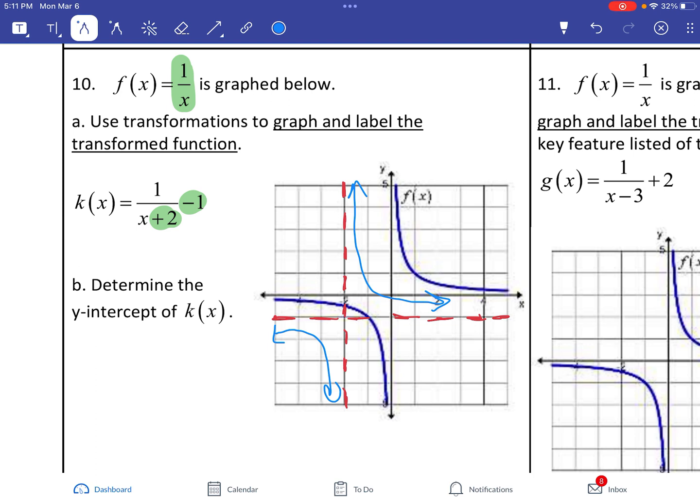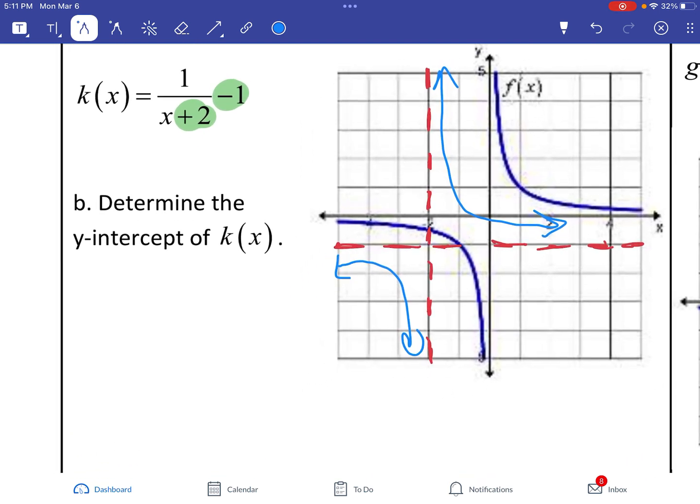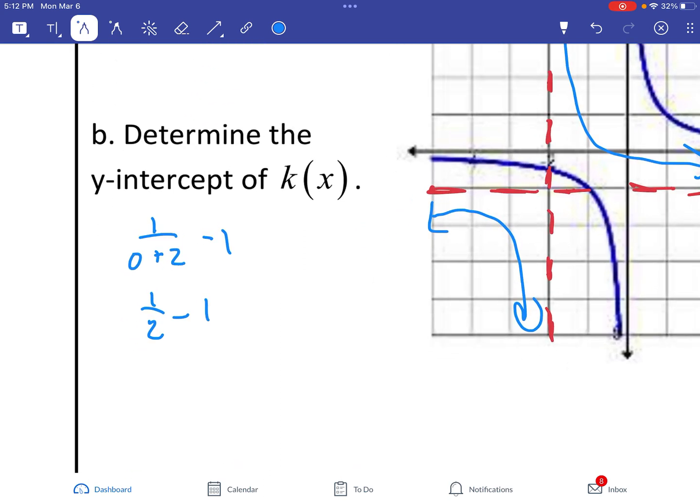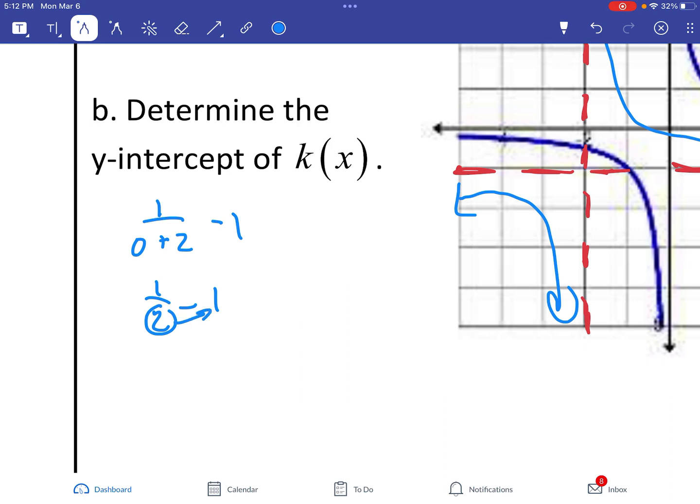Now, part B, it says determine the y-intercept of k of x. So the y-intercept is where you're going to put 0 in for the x value to solve for y. So we're going to have 1 over 0 plus 2 minus 1. Okay, which gives you 1/2 minus 1. If you take the denominator of 2 and multiply it by this, on the top and the bottom, you get 1 over 2 minus 2 over 2. And now you can combine the two fractions. 1 minus 2 is -1 over 2, and this is your y-intercept.